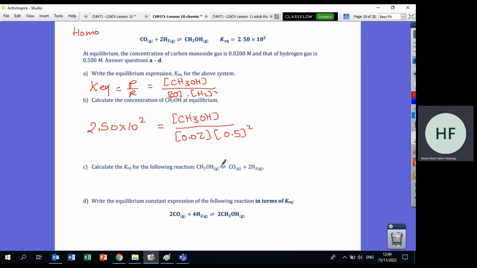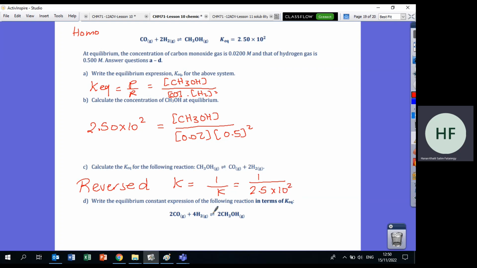Now calculate KEQ for this reaction. Is there a relation between this one and this one? Yes. What is the relation? This one reversed gives me this one. So the reaction is reversed. So what happens to K? K will be 1 over K. Reverse means these 2 will be up and this one will be down. The reactants will be products and products will be reactants. So you take the reciprocal of the K, 1 over 2.5 times 10 power 2.